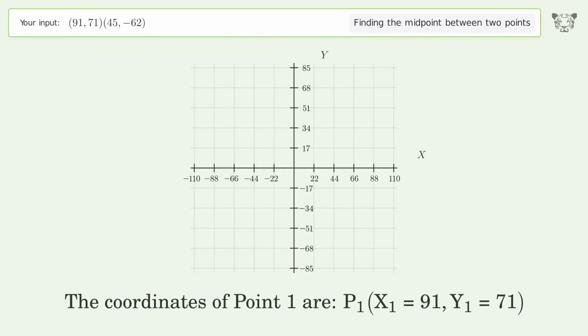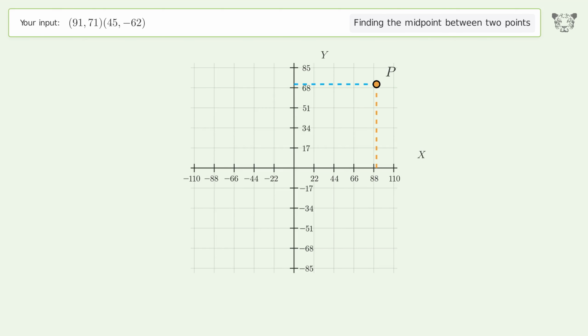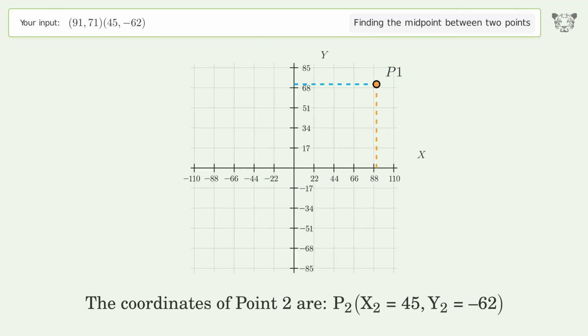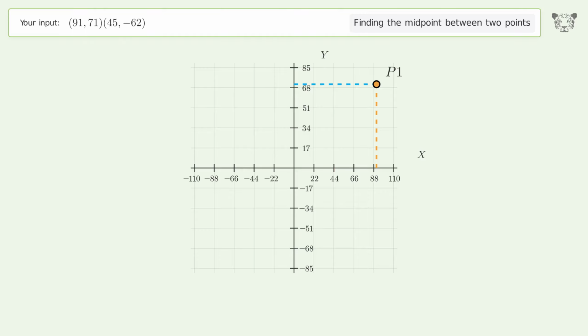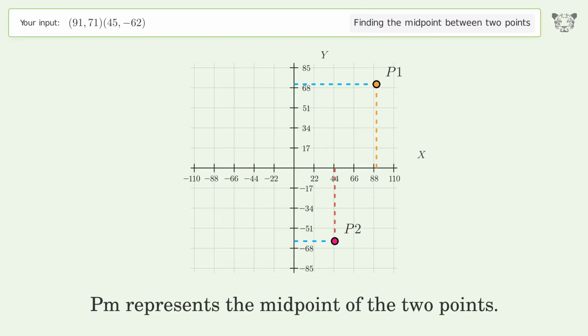The coordinates of point 1 are, x1 equals 91, y1 equals 71. The coordinates of point 2 are, x2 equals 45, y2 equals negative 62. PM represents the midpoint of the 2 points.